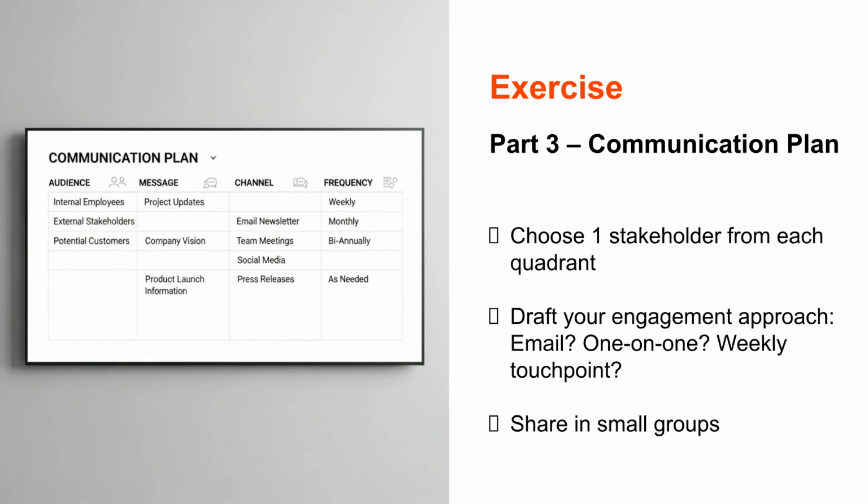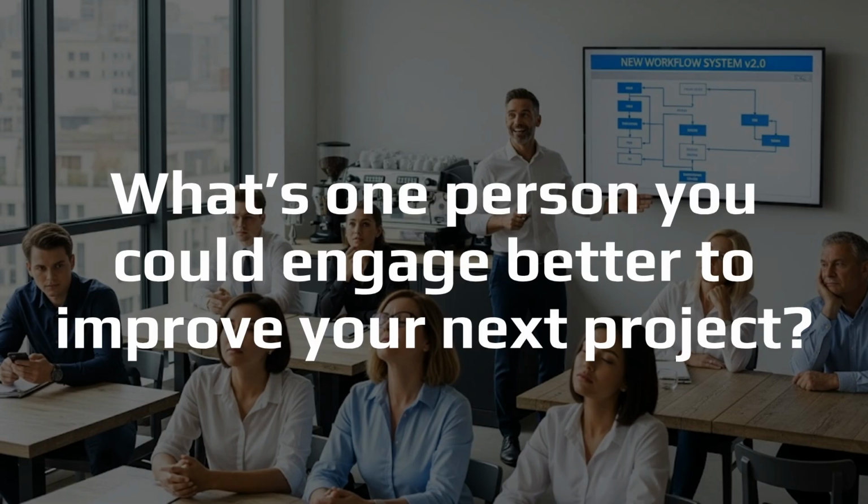In part 3, choose one stakeholder from each quadrant and draft a specific engagement approach for them. Consider whether an email, a one-on-one meeting, or a weekly touchpoint would be most effective. Share your plan in small groups. Consider this: what's one person you could engage better to improve your next project? Identifying and proactively connecting with that individual can make a significant difference.